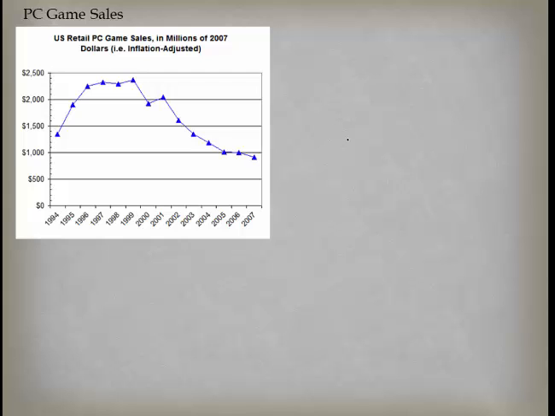Okay, our next graph we have is of PC game sales from 1994 to 2007. Our independent variable is the year. These years are going to exist whether we have anything to do with it or not. 1994 happened, 2001 happened. So they are independent, our year. Time is always going to be your independent variable because we cannot control it.